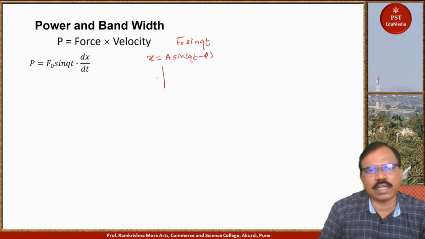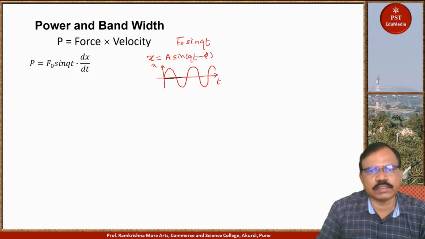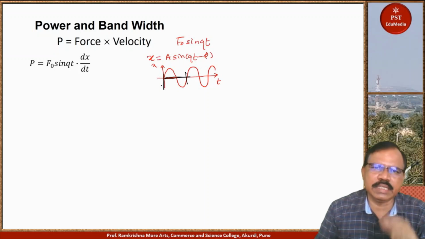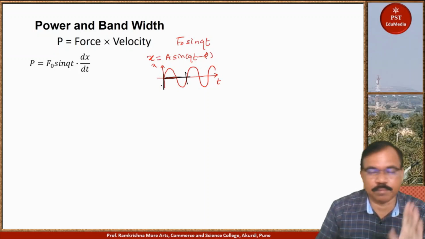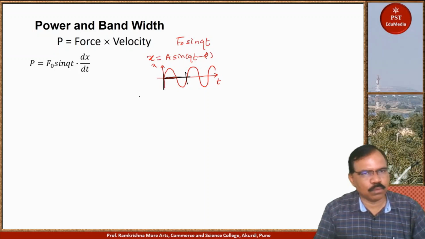And if we plot the graph of x versus t, you will get a sine curve. This part is one cycle of oscillation. And what happens here in a forced oscillator? The oscillator oscillates with a frequency equal to the frequency of the applied force.